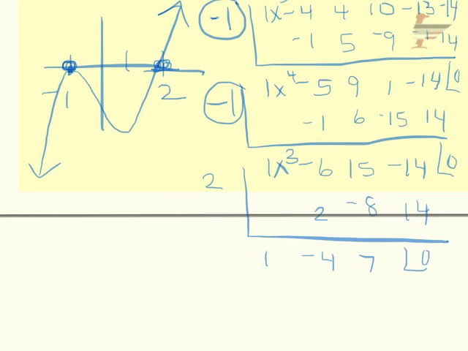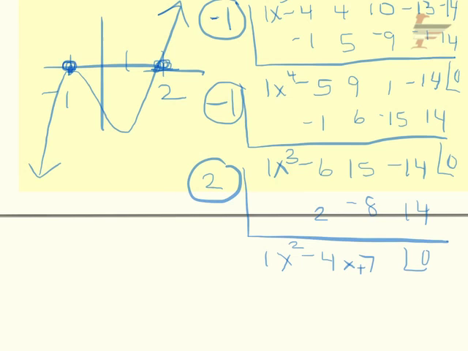Okay, and doing the synthetic process again using 2, I see that I get a 0 remainder. So I know 3 solutions, and I am down to a quadratic function, and I'm going to solve that quadratic to get my remaining 2, which I know are imaginary because I can see that from my graph. So take a second, you try this.